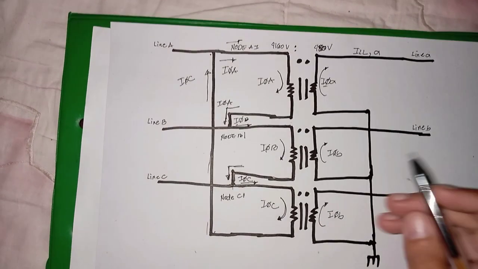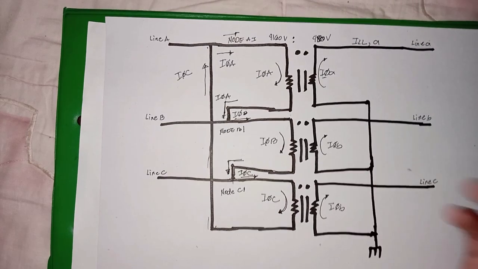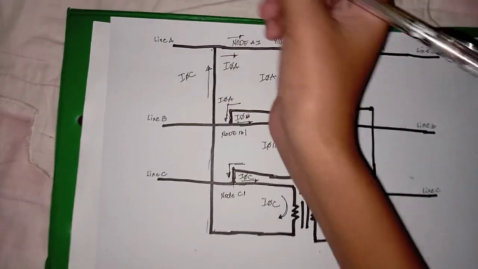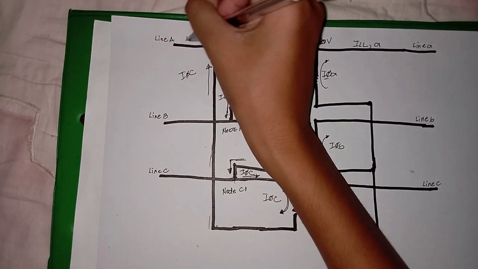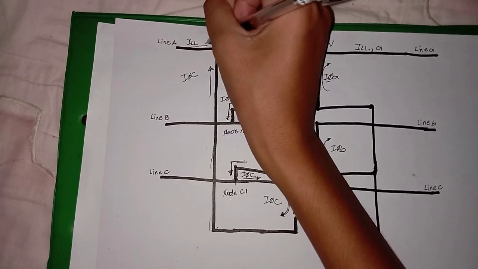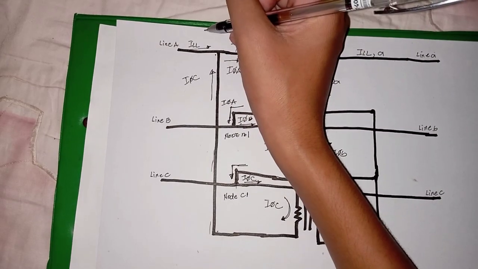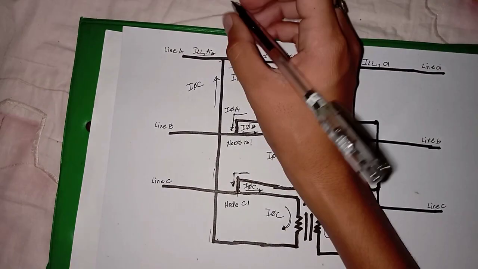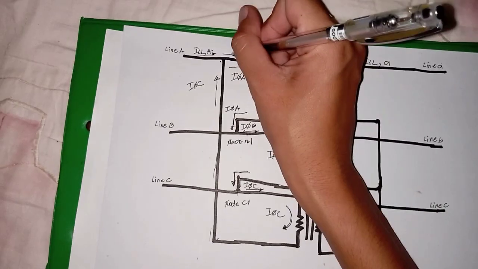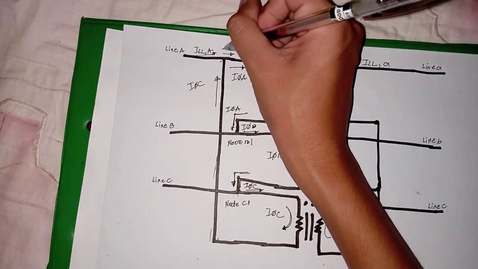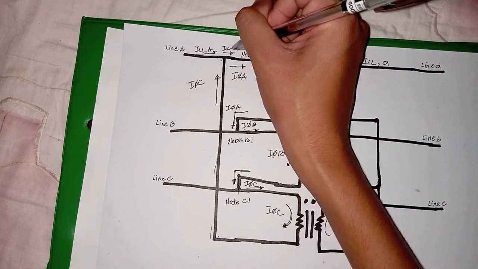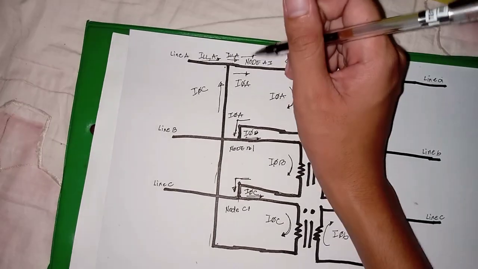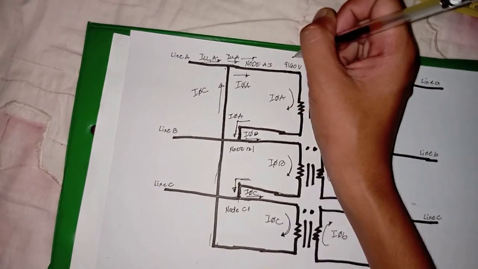So now we've illustrated the phase current. Let's quickly label our line current. So line to line current A will flow through line A into the bushing of winding A and finally into node A1.